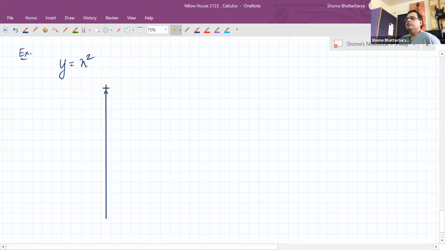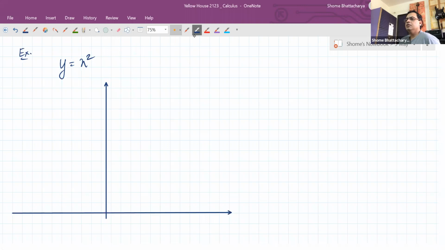Anybody knows the name of the graph of this? Like the shape has a particular name in maths, in geometry? Parabola. Yes, very good. It's called a parabola. It's just a name. Again, if you ask me what is the reason for it, I don't have an answer. There must be some historical reason. You can find it out.